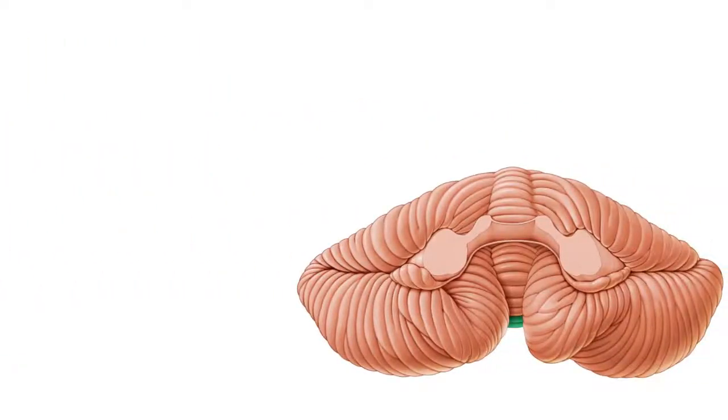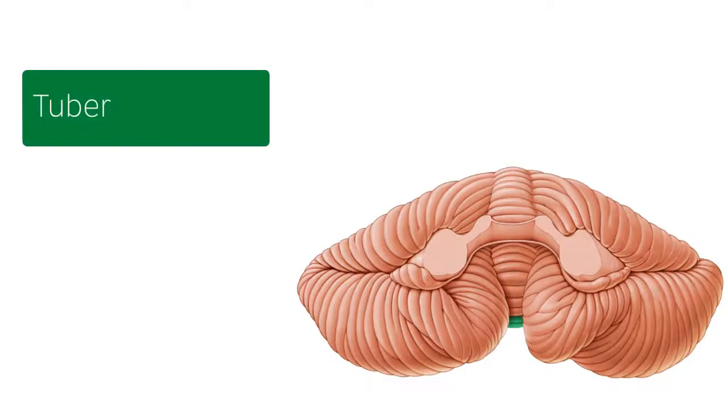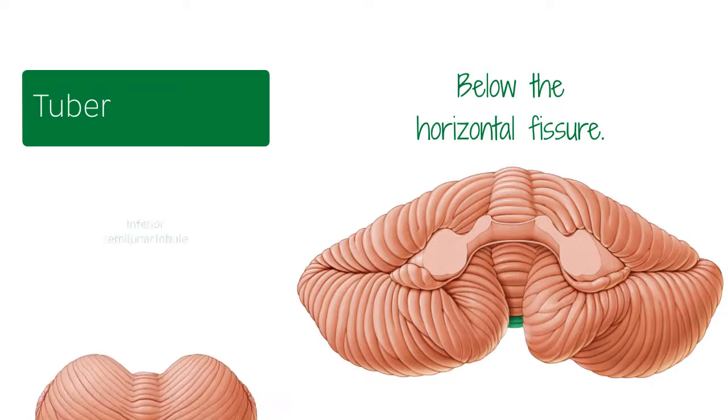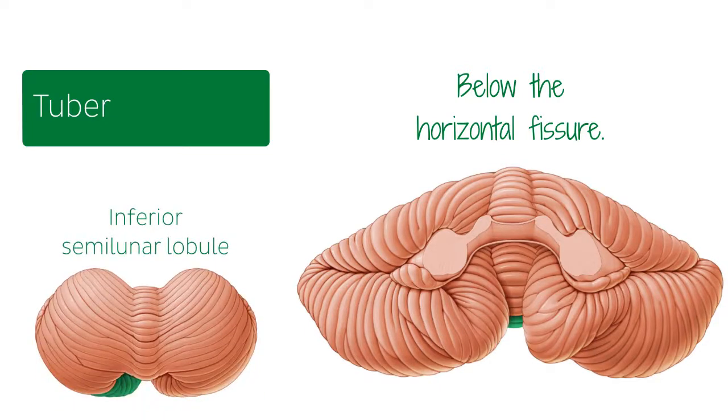The next structure I talked about on the previous slide is known as the tuber, which is the next lobule of the vermis that we're going to talk about, and it is found just below the horizontal fissure. It is related with the inferior semilunar lobule, which you can see now here highlighted in green.